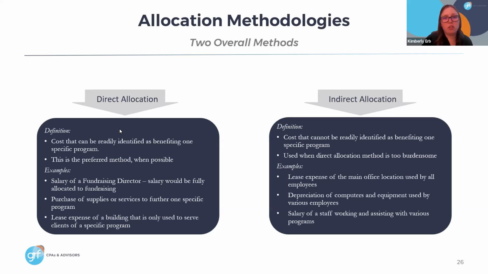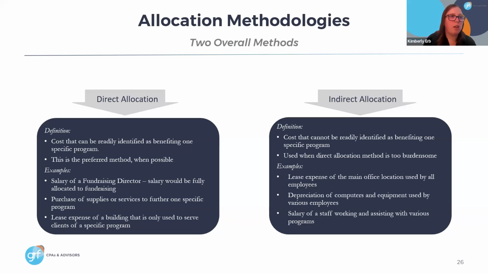On the other side of the coin, we have indirect allocations, and these are indirect expenses that cannot be readily identified as benefiting one specific program. You'll use this methodology when the direct cost method is too burdensome or just not realistic. An example of an indirect cost would be lease expense of your main office location that is used by all employees and the organization as a whole. Since it's used on a high level by everyone, there's really no way to directly allocate that to a specific program, and you would need to use an indirect cost allocation to do so.